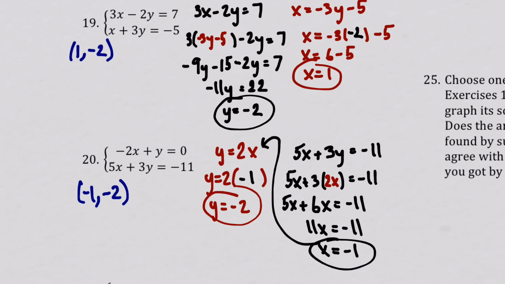Okay, so here are the correct solutions for number 19 and 20. Number 19, x equals 1 and y equals negative 2. And number 20, x equals negative 1 and y equals negative 2. You can see some of the work right here. If you wish to pause it to see some of the work, go ahead.